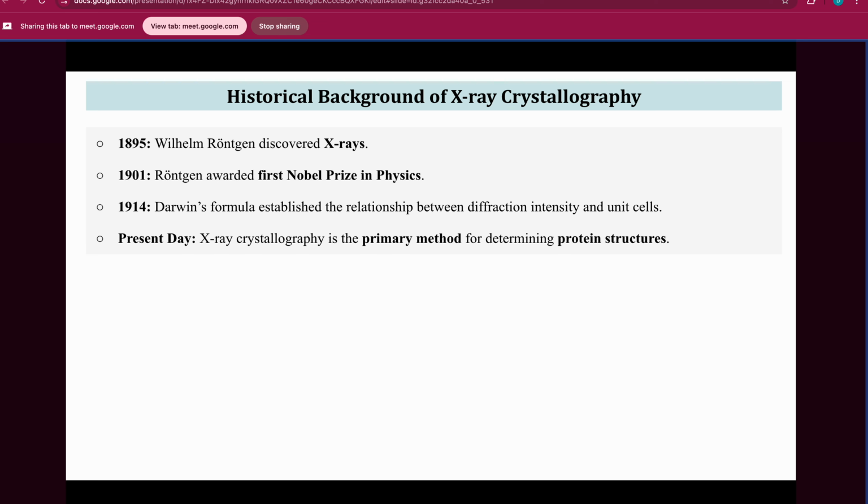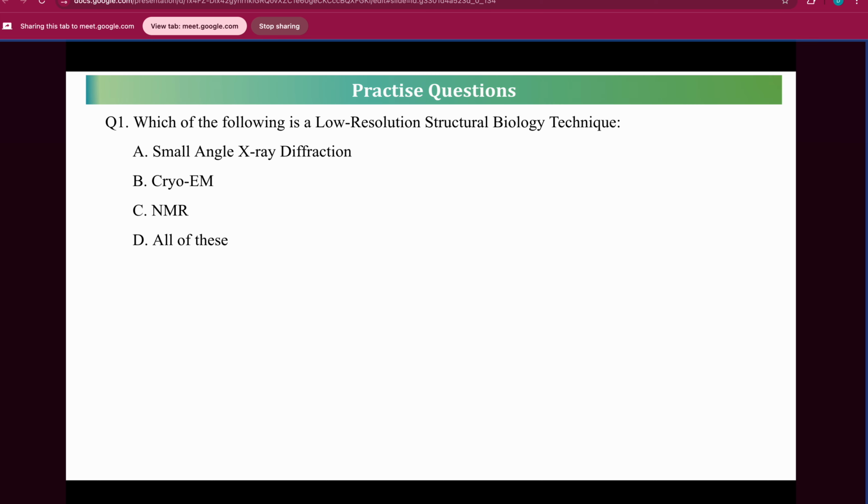Now we will discuss certain MCQs which were present in the previous course, last year's course. These MCQs will help you understand better whether you are able to follow what you have learned till now. So let's begin with the first practice MCQ. Which of the following is a low resolution structural biology technique? Option A, small angle X-ray diffraction. Option B, cryo-EM. Option C, NMR. And option D, all of these. Among all of these, which one is the low resolution structural biology technique?